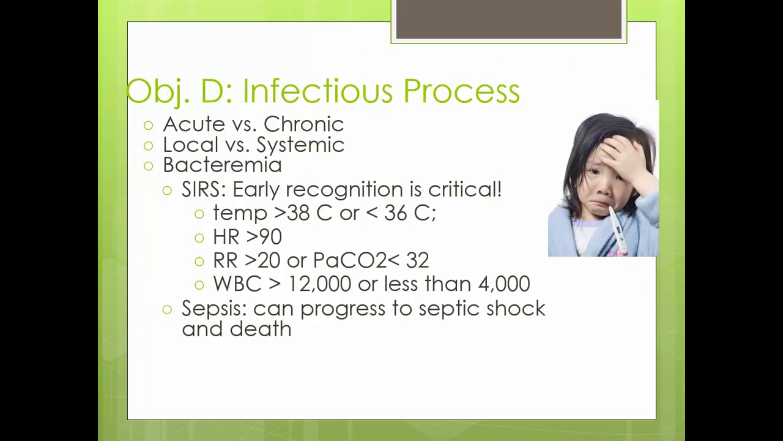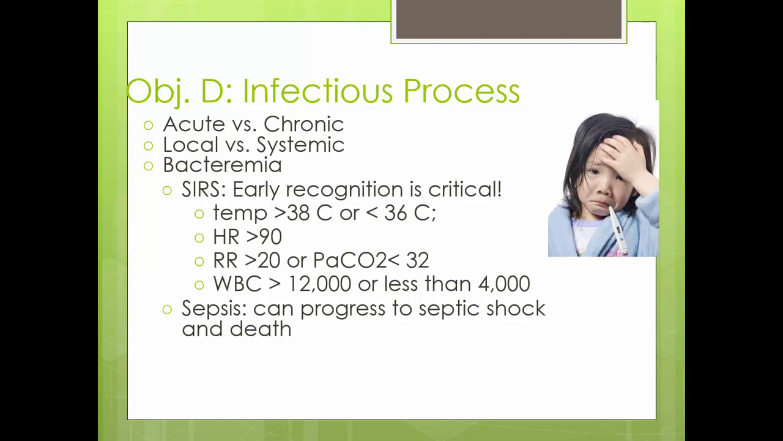So let's talk for a little bit here about the infectious process. Acute infection is a short duration, like pneumonia, whereas chronic infection can last quite a while. An example would be C. diff infections, which can be devastating to patients because they linger on for years and some people never get rid of them. Local infection is localized to a single body area, and systemic infection is infection that has spread to other areas or organs in the body.